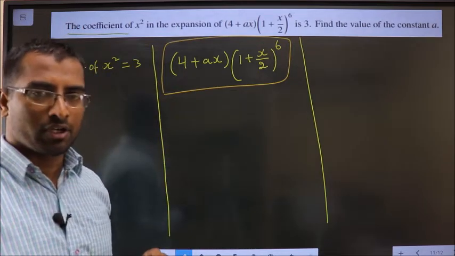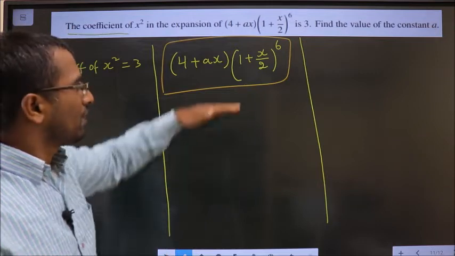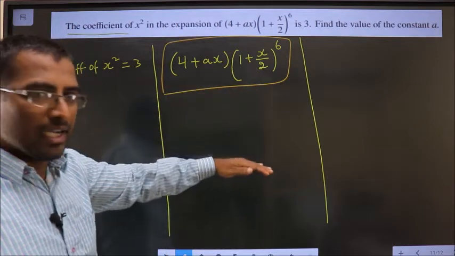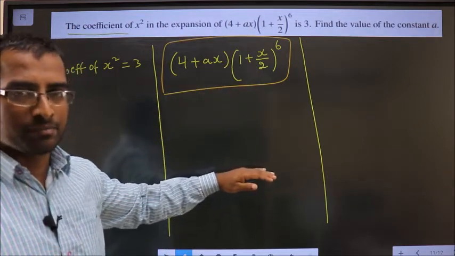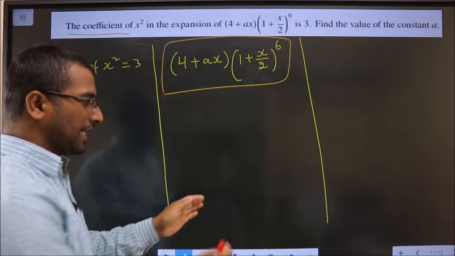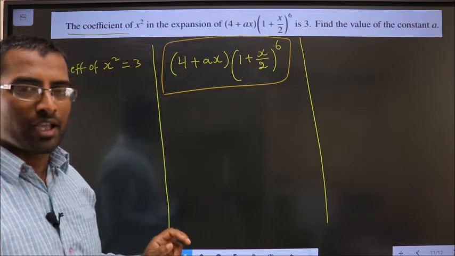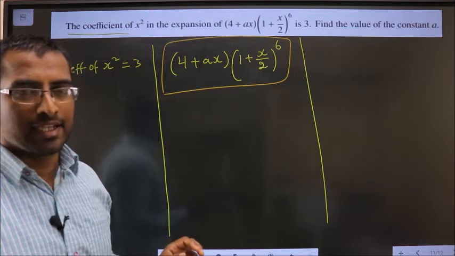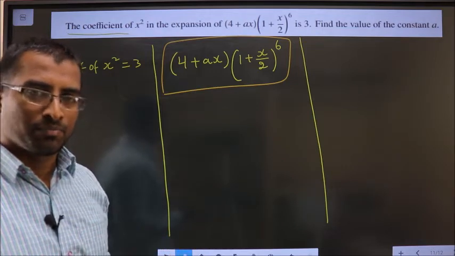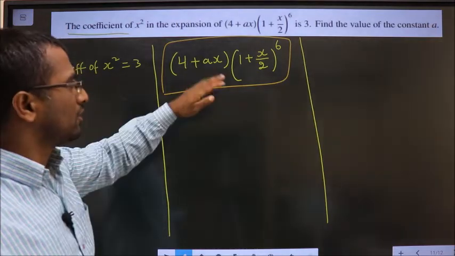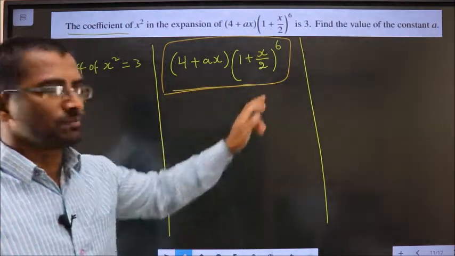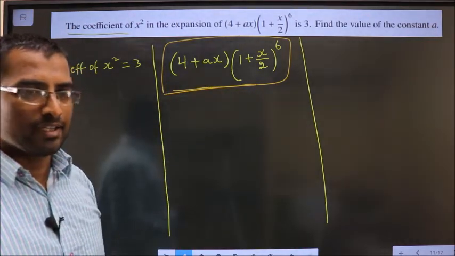Now, how do we solve this sum? In this, I will also find the coefficient of x square. Whatever I get as the coefficient of x square here, I equate that to 3 and simplify, resulting in the value of a. Clear? So now I need to find the coefficient of x square in this. And how do we find that? See.